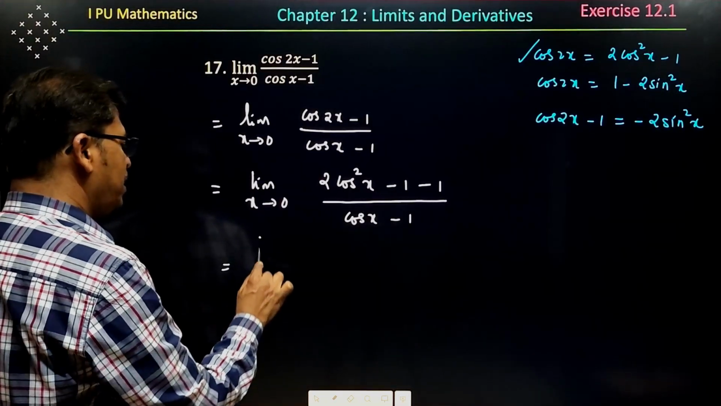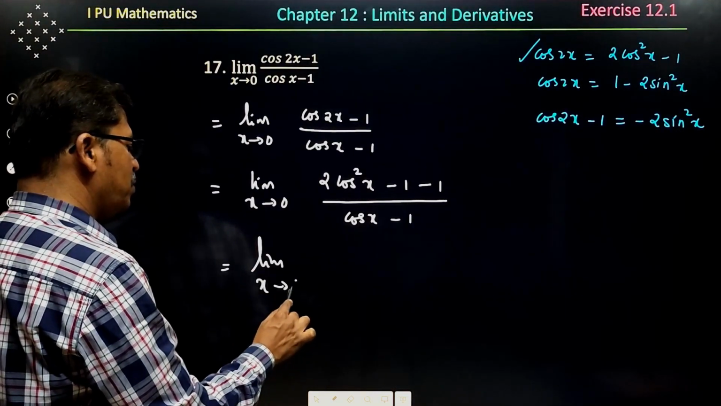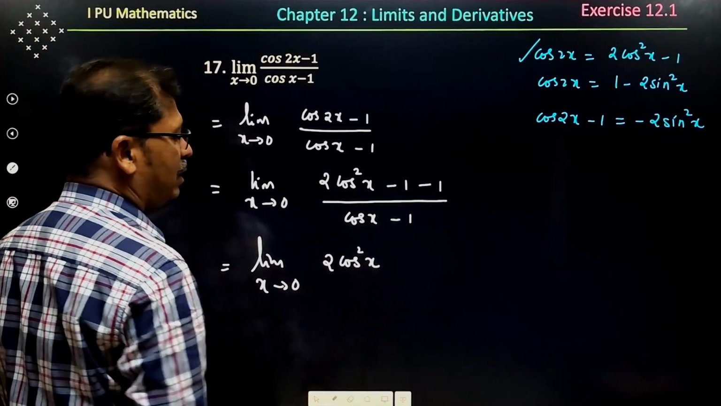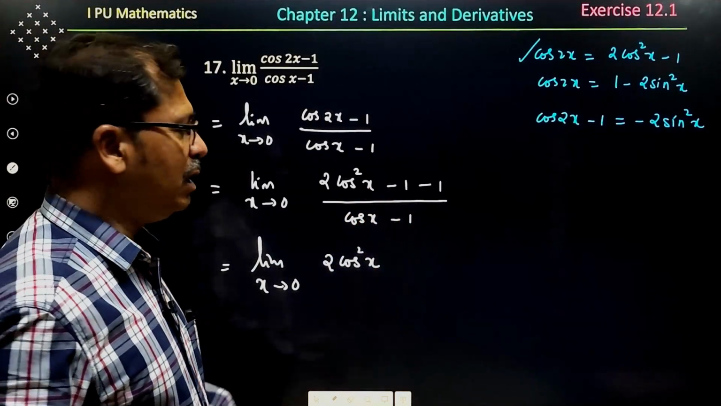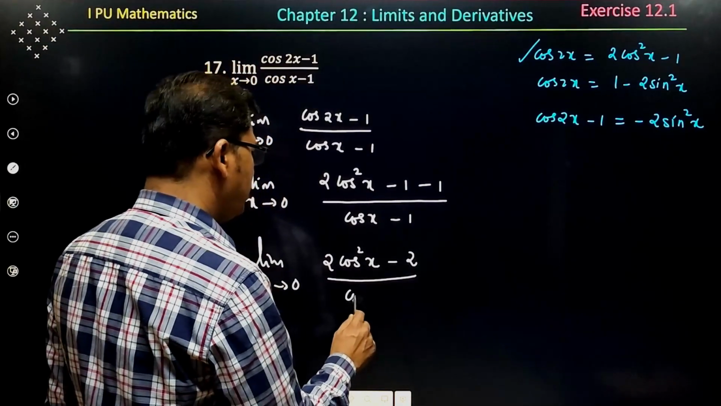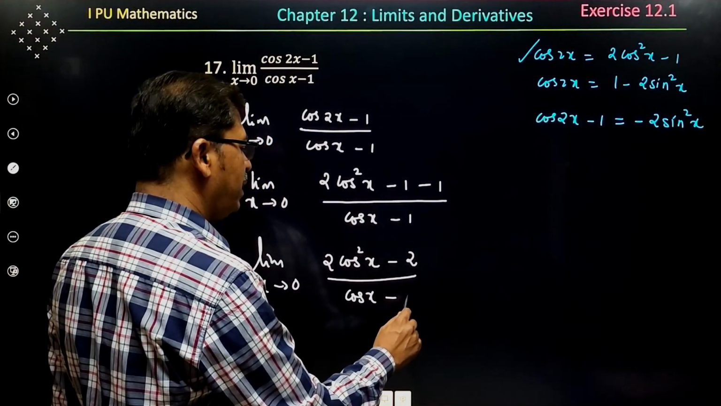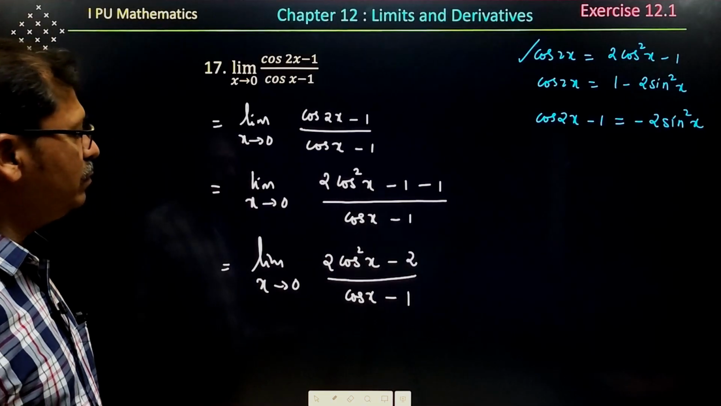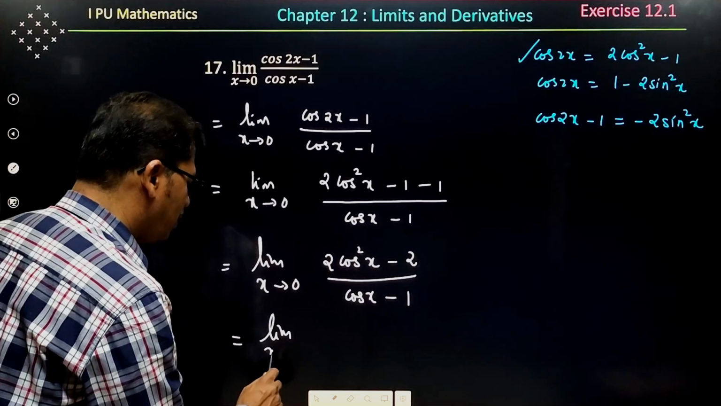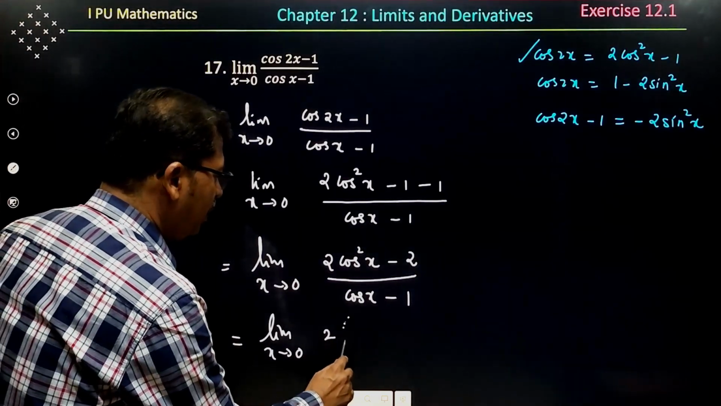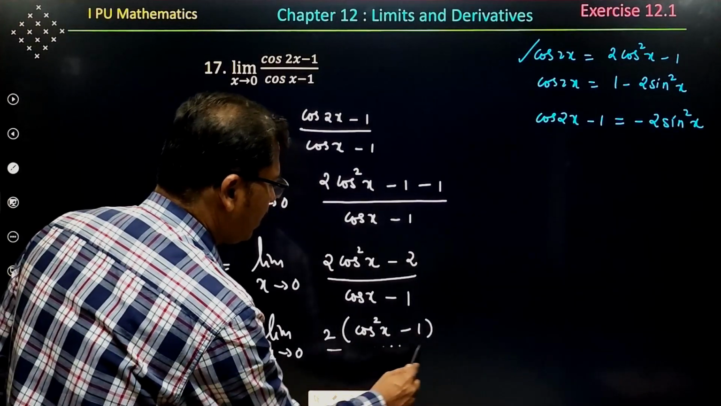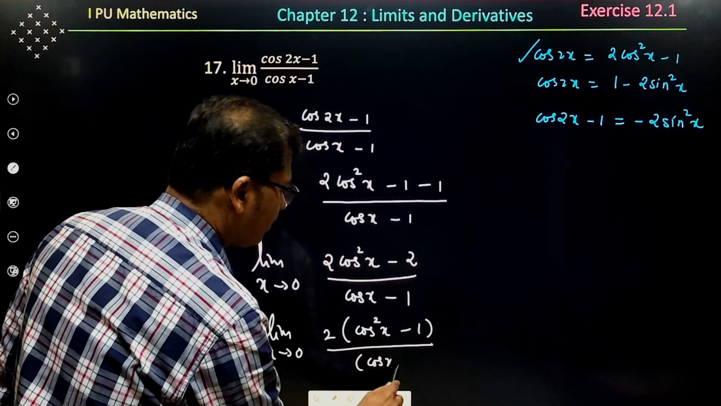Now this is limit x tends to 0. 2 cos square x you write as it is, 2 cos square x minus 1 minus 1. That leads to how much here? Minus 2 divided by cos x minus 1. 2 you take common. This is equal to limit x tends to 0. By taking 2 common, this remains cos square x minus 1 divided by cos x minus 1 here.